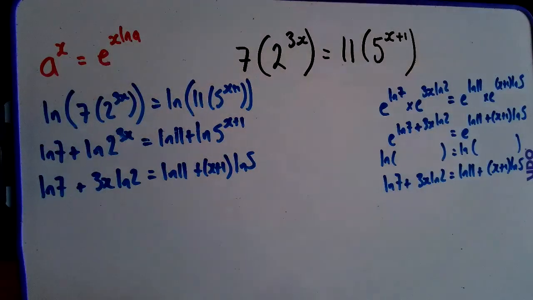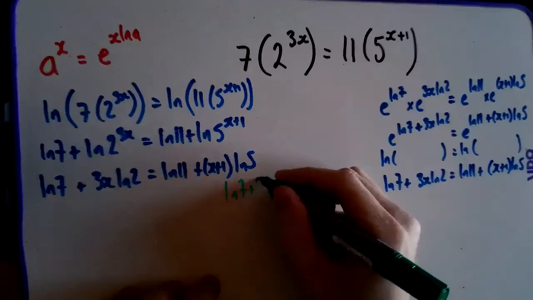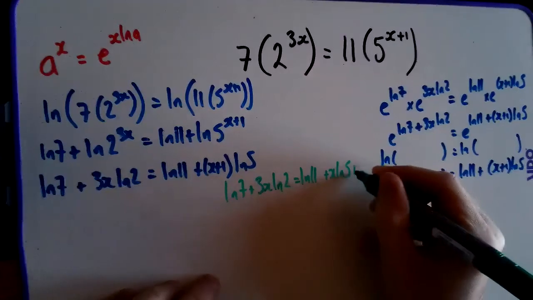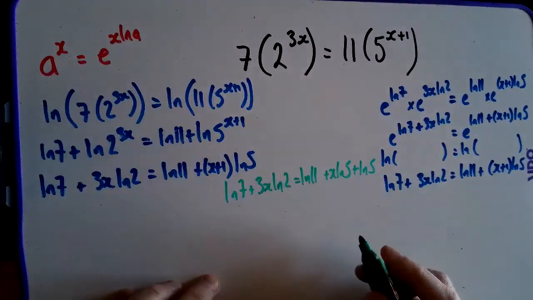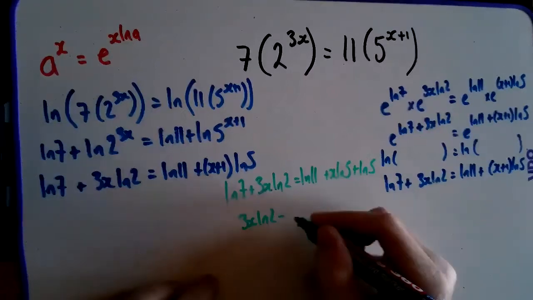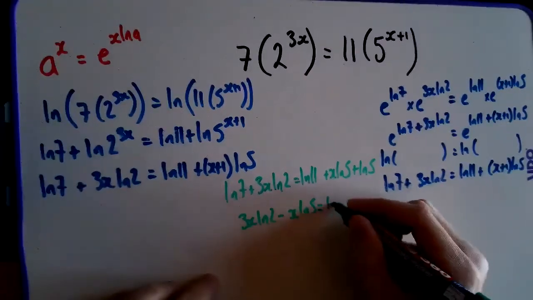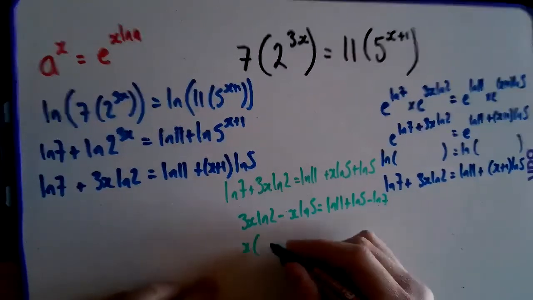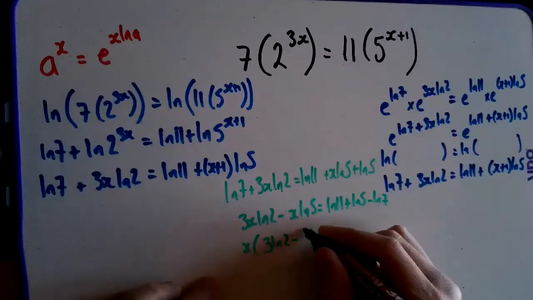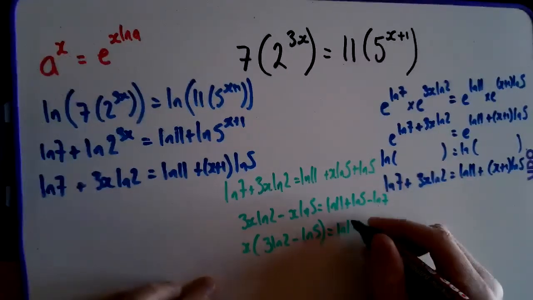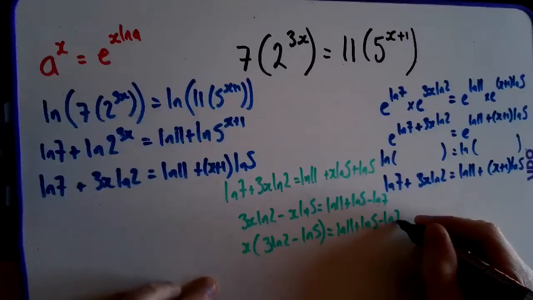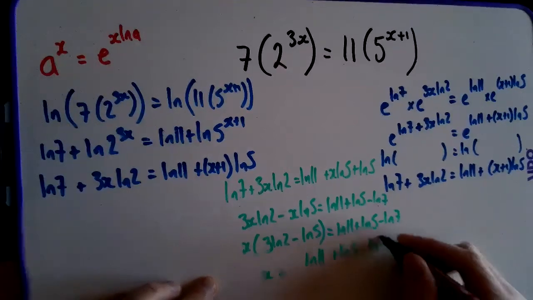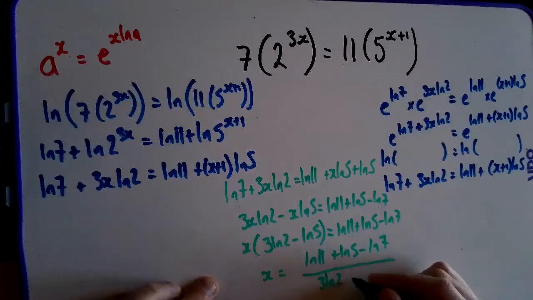Yeah, then I can solve it. So I expand the brackets. So x ln 5 plus ln 5. X is on one side, so 3x ln 2 take away x ln 5. Non-x is on the other side, so ln 11 and ln 5 take away ln 7. Factorize out x, so 3 ln 2 take away ln 5 equals ln 11 and ln 5 take away ln 7. Then divide by the bracket, so ln 11 plus ln 5 take away ln 7 over 3 ln 2 take away ln 5.